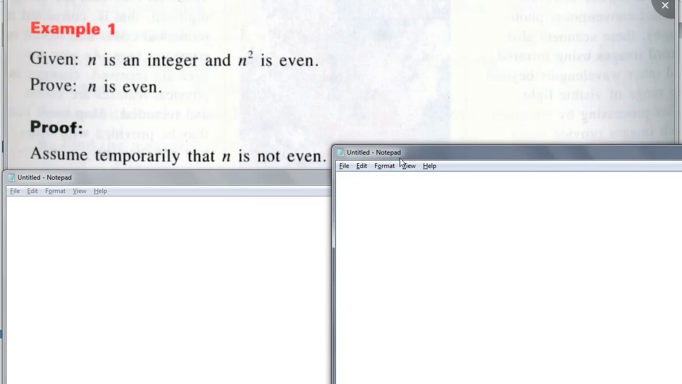We just did step 1. We just assumed temporarily that this conclusion is not true. Of course, when n is not even, what can n be? Since n isn't even, it's got to be odd. So look at the second step.